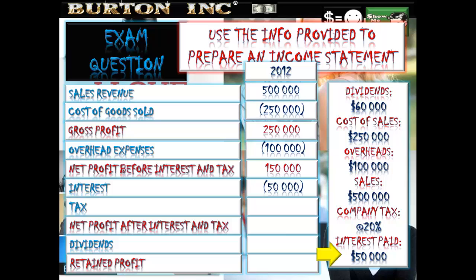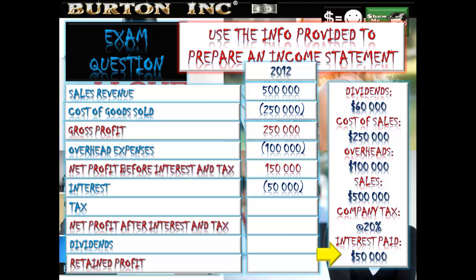Net profit before interest and tax. So we are paying tax on our net profit. Interest is an expense, so we're not paying tax on that. So essentially we are paying tax on 100,000. So net profit after interest payments, which is 100,000. We'll pay tax on $100,000 net profit after interest.